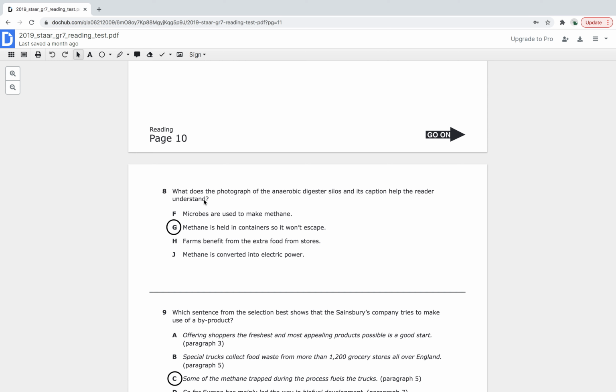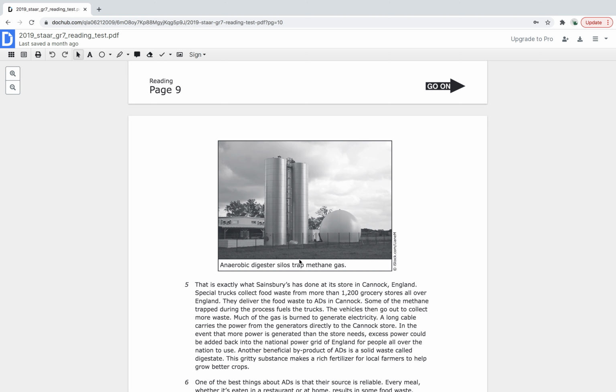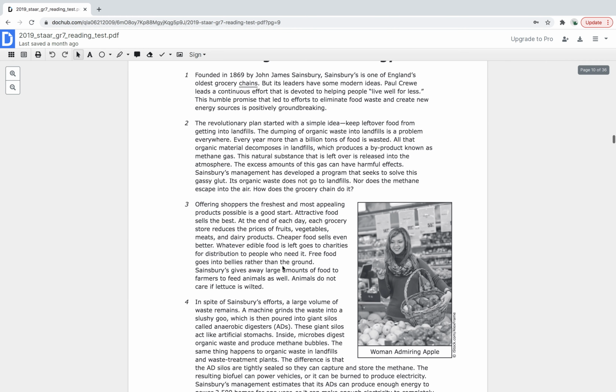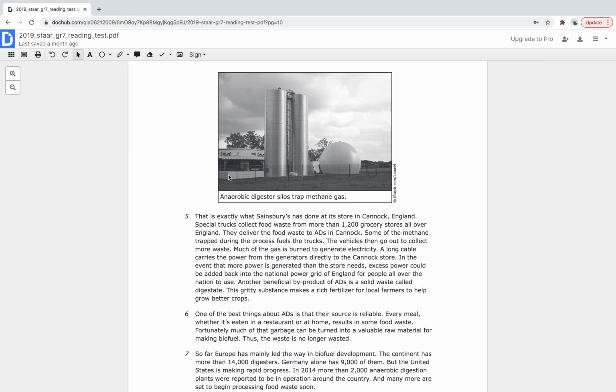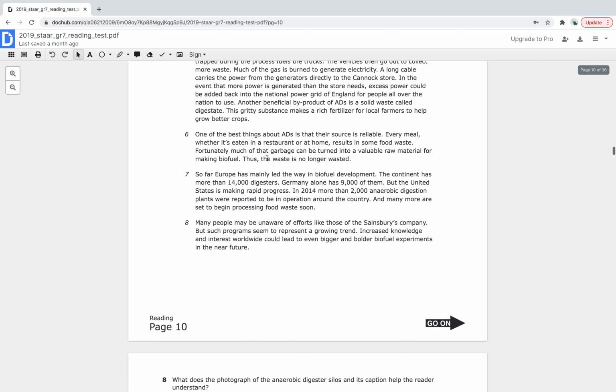What does a photograph of the anaerobic digester cellulose and its caption help the reader understand? So we know that what they're talking about is this picture because it has the digester cellulose and it also has captions, and this is obviously not a digesting machine, and this is the only picture that doesn't show that. So we know that that is this one.